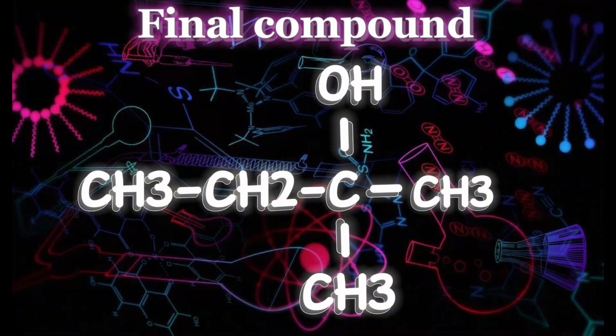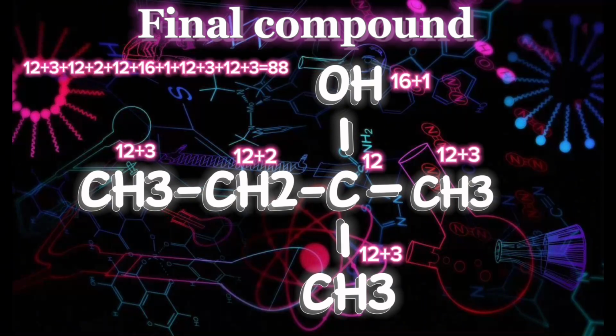From the mass spectrum, we get the molecular weight of the entire compound. It gives the molecular ion peak at 88, and this is the molecular weight of the entire compound. Now we calculate the molecular weight of the entire compound.